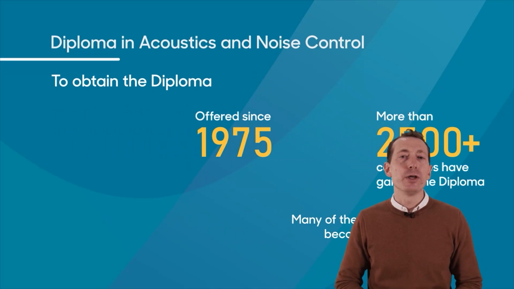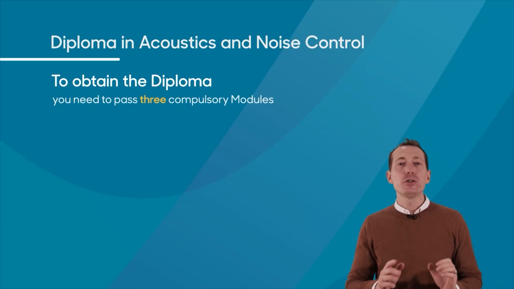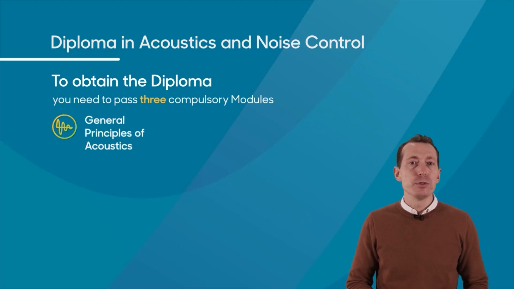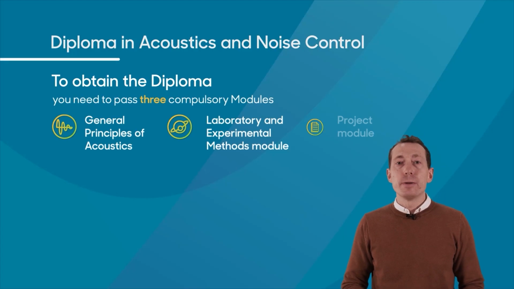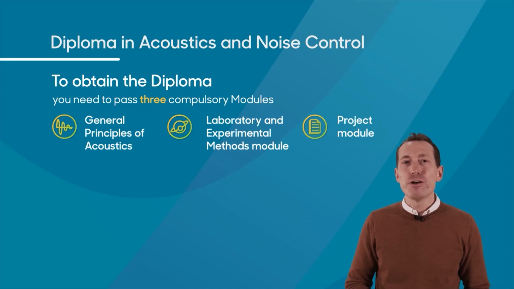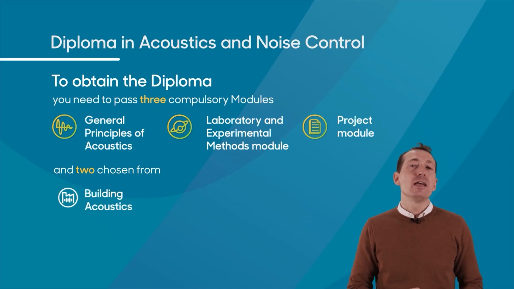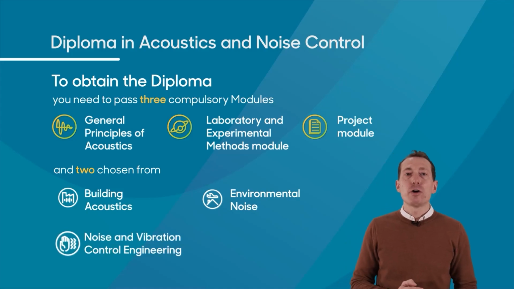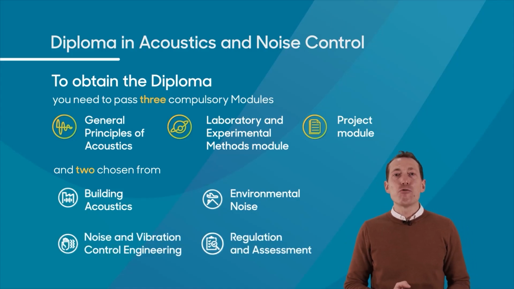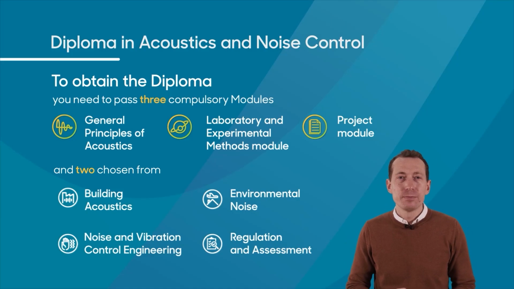To obtain the diploma, you need to pass 3 compulsory modules: General Principles of Acoustics, Laboratory and Project modules, and then 2 further specialist modules chosen from Building Acoustics, Environmental Noise, Noise and Vibration Control Engineering, and Regulation and Assessment of Noise. There are 2 routes for studying for the diploma.